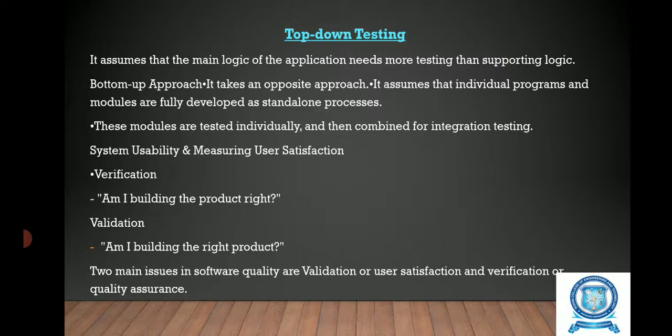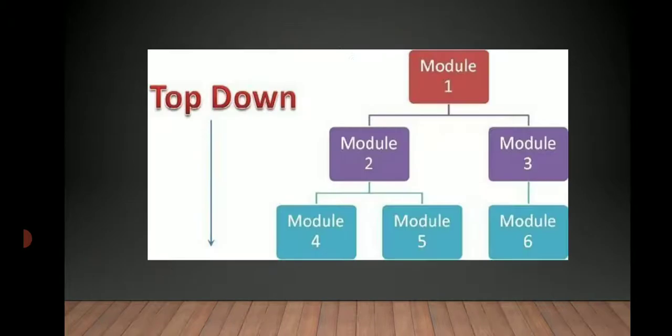So let us see about verification and validation now. Verification is finding out: am I building the product right? That is called verification. Am I building the right product comes under validation. The two main issues in software quality are validation or user satisfaction, and verification or quality assurance. We have to identify the difference between verification and validation. Verification is also called quality assurance. Validation is also called user satisfaction.